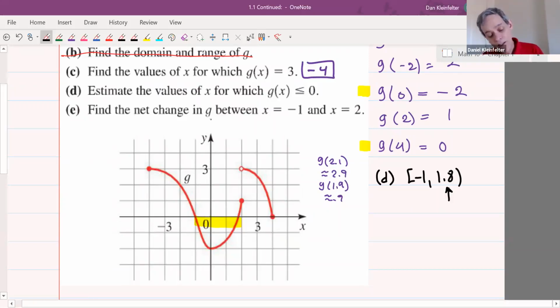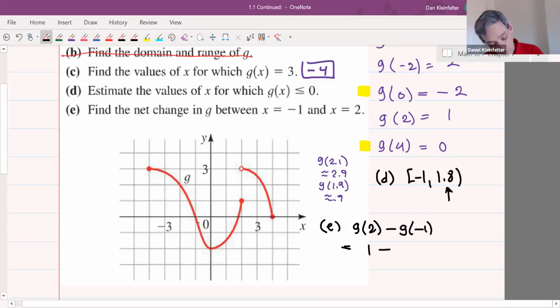Find the net change in G between x equal -1 and x equal 2. The net change in a function is just the difference of its function values. So we'd have G of 2 minus G of -1. What's G of 2? G of 2 is 1.